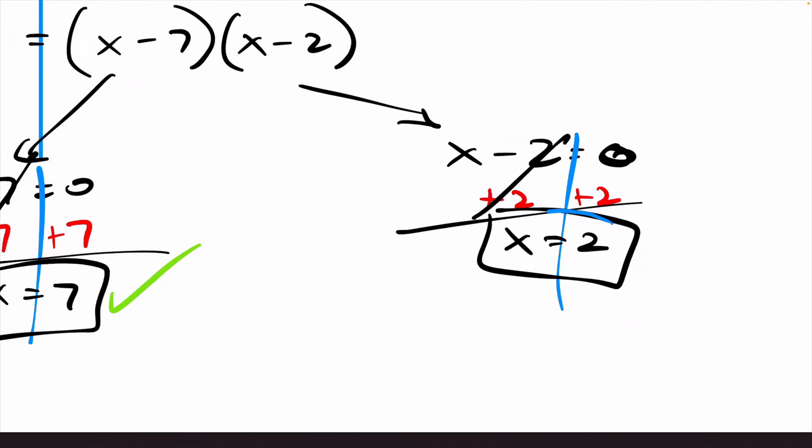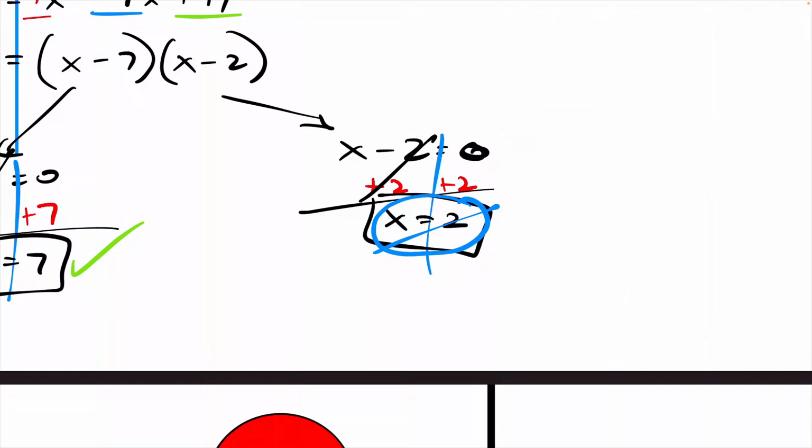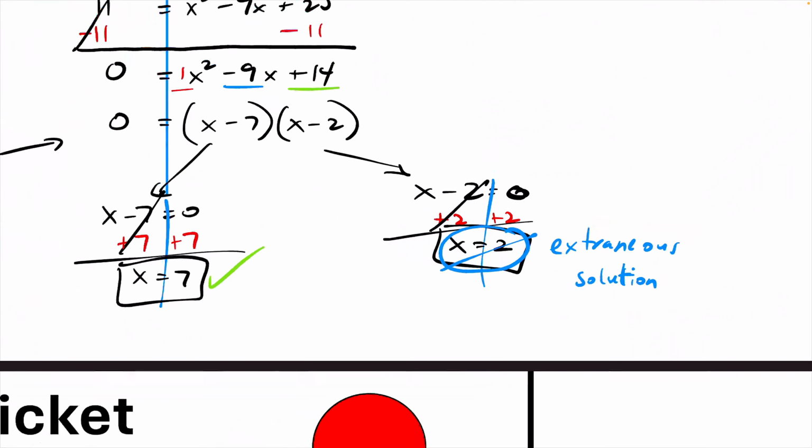So how do we write it? Remember, we cross it out. We don't erase it. Don't erase it because it's an answer. And then you're going to put extraneous solution. Just like you did last semester. We had extraneous solutions last semester. That's the reason we had them.